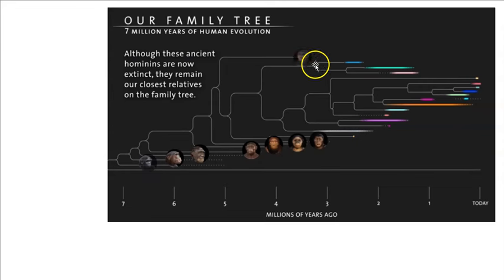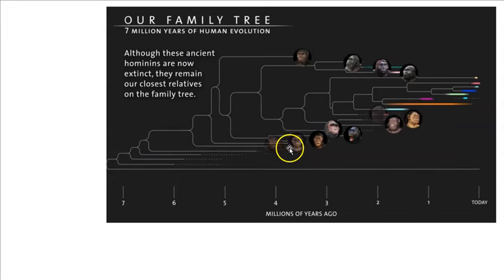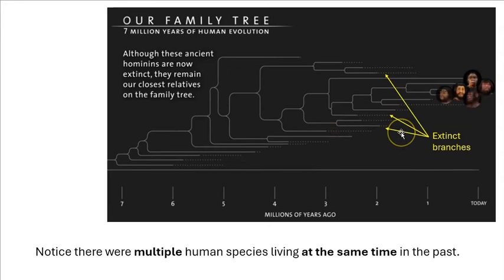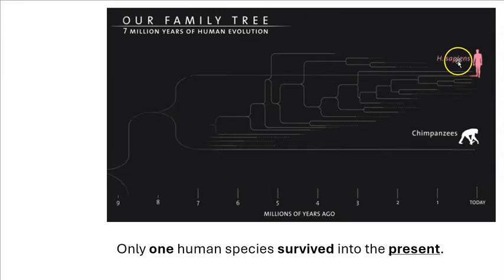So notice the tree is rather bushy here, and here are some of the ancestors. And now we go a little bit further along in time. And now here are some more recent ancestors. And now over here we have some very recent ancestors. But notice there were multiple human species living at the same time in the past. So if we just go back 2 million years, there are a bunch of branches here. These would be separate human species. So there were multiple human species living together at the same time. But only one human species survived into the present, and that's us.